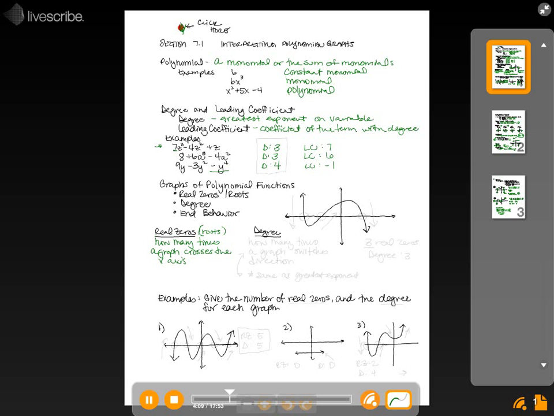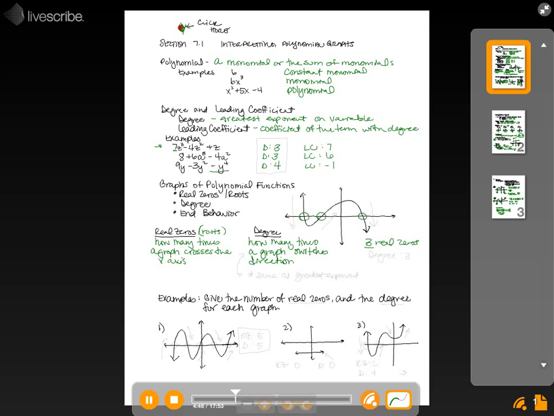So if we're looking at our picture over here, it crosses here, here, and here. So it would have 3 real zeros. Okay? Nothing too difficult. You just want to look and see how many times it crosses the x-axis, and eventually where it crosses the x-axis. Now the degree is how many times a graph switches or changes direction.